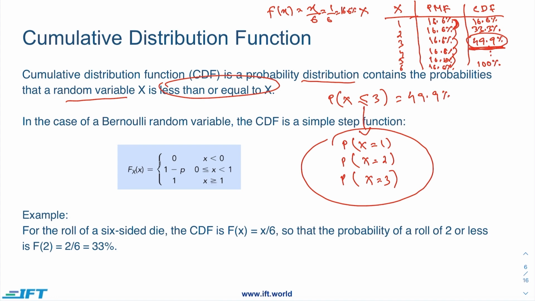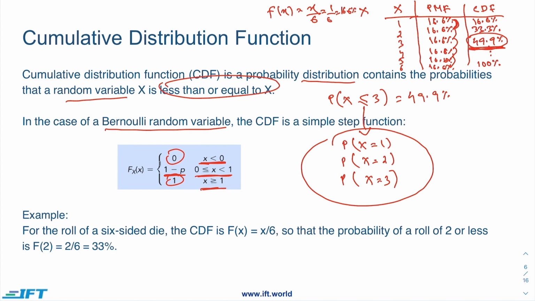And we are just adding these probabilities up to calculate the cumulative distribution function or cumulative probability of this event happening. We can express this in terms of a Bernoulli random variable, where the CDF would be equal to 0 for all values less than 0, 1 minus p for any range between 0 and 1, and 1 if x is greater than or equal to 1.